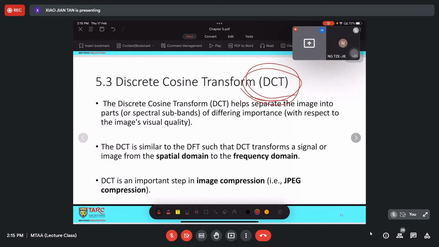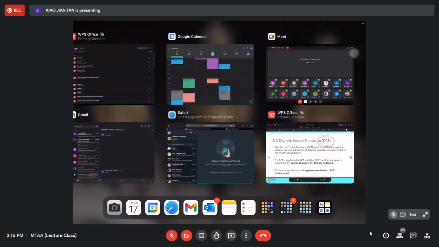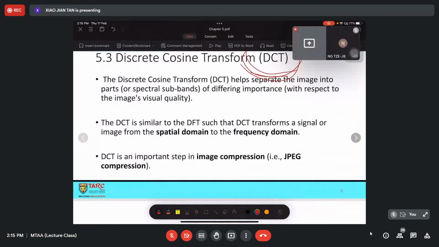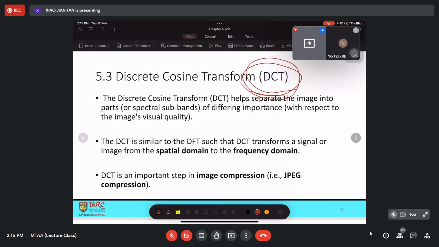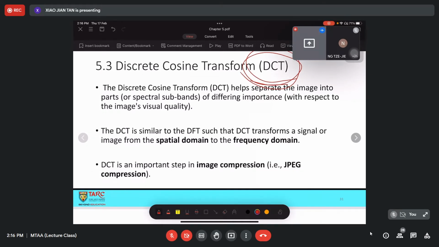Okay, let us continue. Okay, as I mentioned just now, DCT would be the core of image processing, whereby it's important. So this is the cosine transform, DCT. The DCT transform helps to separate the image into parts or spectral subbands.